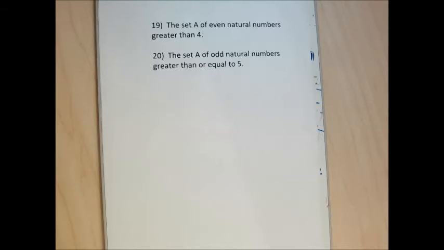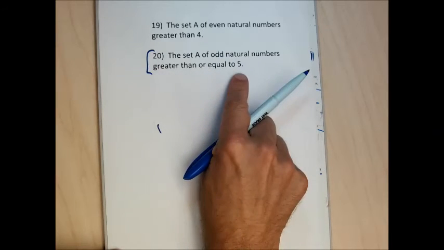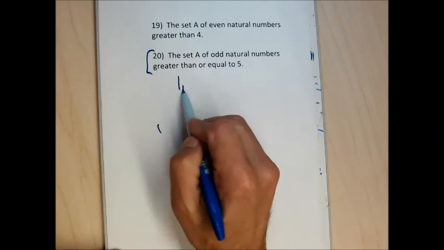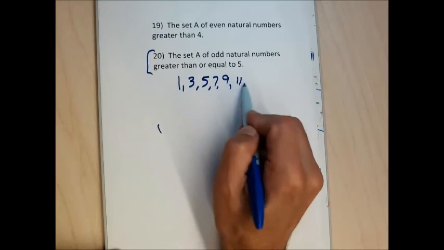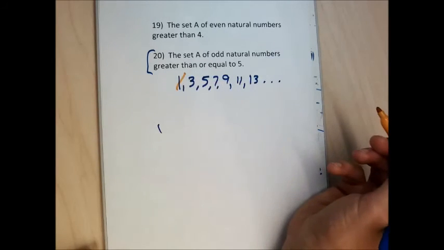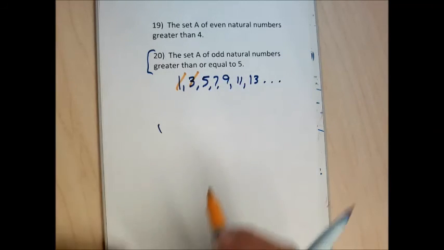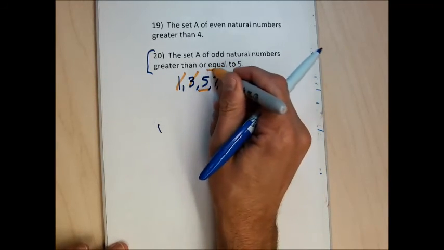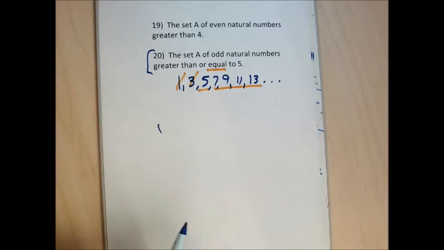Usually when I see greater than or equal to's or greater thans, I probably am going to expect a ... in my answer. Let me try to figure out how to do number 20. A is a set of odd natural numbers greater than or equal to 5. So my odd natural numbers are 1, 3, 5, 7, 9, 11, 13, ... And which odd natural numbers am I including? I'm not including 1 because that's not greater than or equal to 5. I'm not including 3. That's not greater than or equal to 5. I am including 5 because of the or equal to part, and I'm including 7, 9, 11, and 13 because of the greater than part.